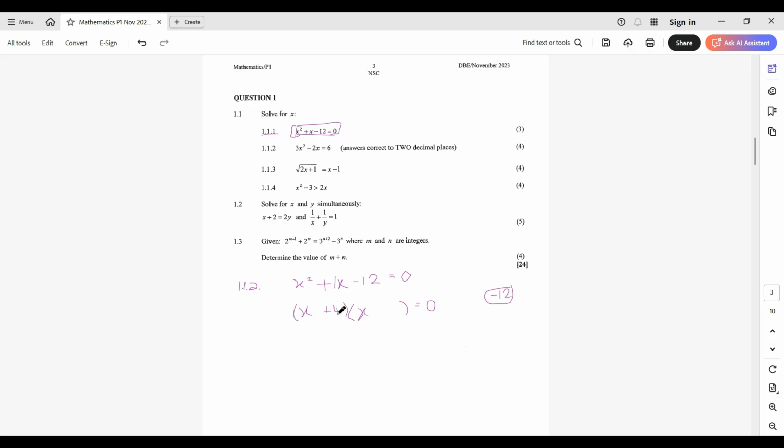But the only option that will give us plus 1 when we add them is plus 4 and minus 3. And I can check if that is correct by multiplying the plus 4 times the minus 3, and it does in fact give me minus 12. So that is how to factorize your simple trinomial.